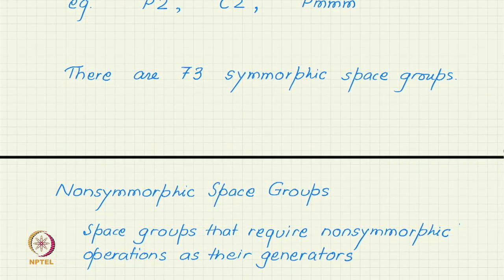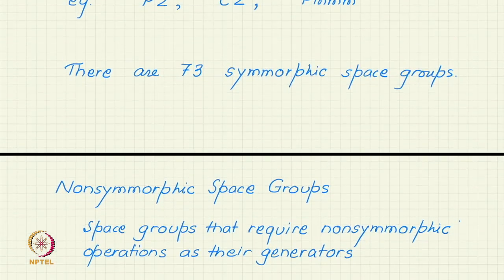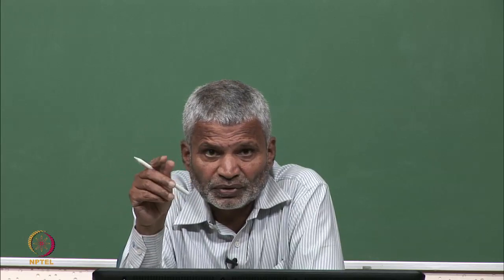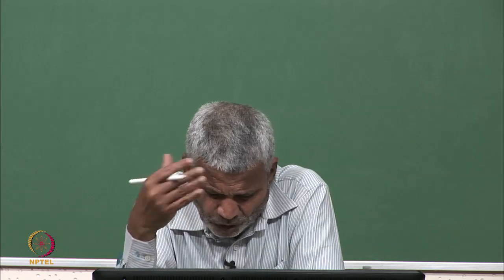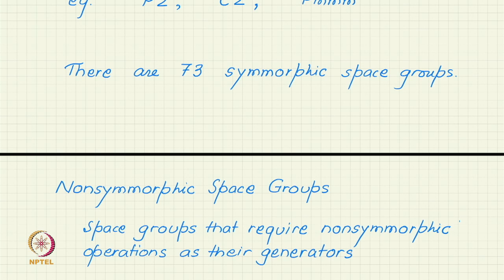Let us now define the non-symmorphic space group. By contrast, a symmorphic space group was defined as those which can be generated only using symmorphic operations. A non-symmorphic space group, in contrast, is defined as those which will require non-symmorphic operations as their generators.